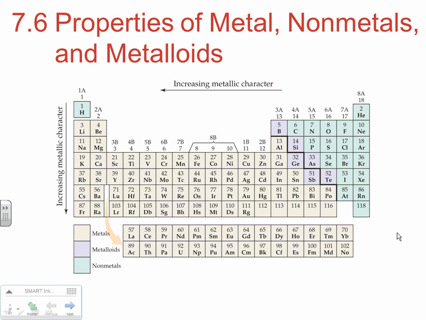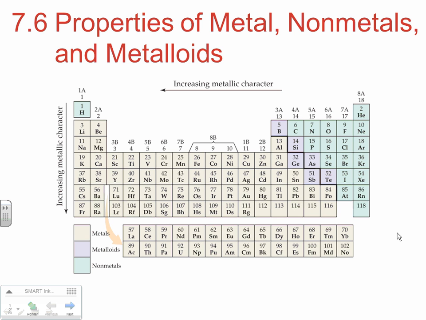Now, what is metallic character? So what does it take to be a metal? Well, metals are things that form cations. That means they lose electrons. So that must mean the better you are at losing electrons, the more metallic you're going to behave. And the worse you are at losing electrons, the less metallic you're going to behave.